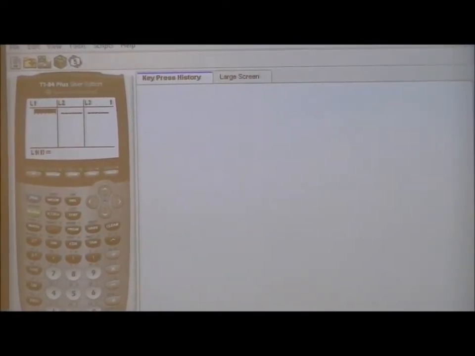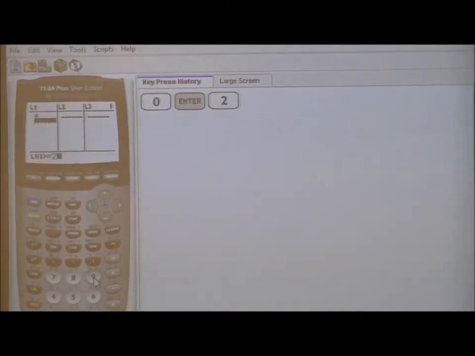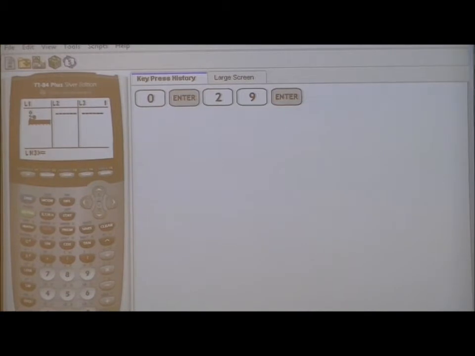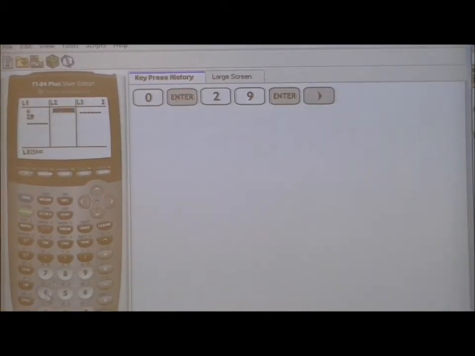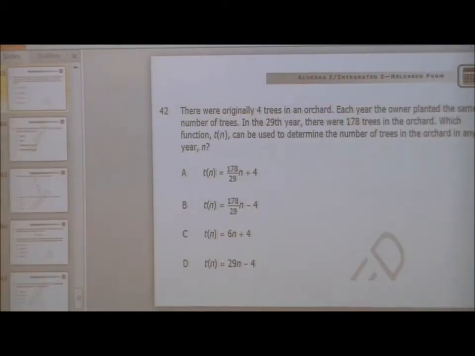And now let's put in our 0 and our 29, because those are our x's. 0, enter. 29, enter. And then let's put in our y's, which would be our 4 and our 178. Enter. And then 178, enter. And then you can use your stat calc, because you want the calculator to do the work. It's linear regression. You hit your enter, and you see it's y is equal to 6x plus 4. Or in this situation, t of n equals 6n plus 4. So your answer is C. So that's what the answer to number 42 is. It is C.